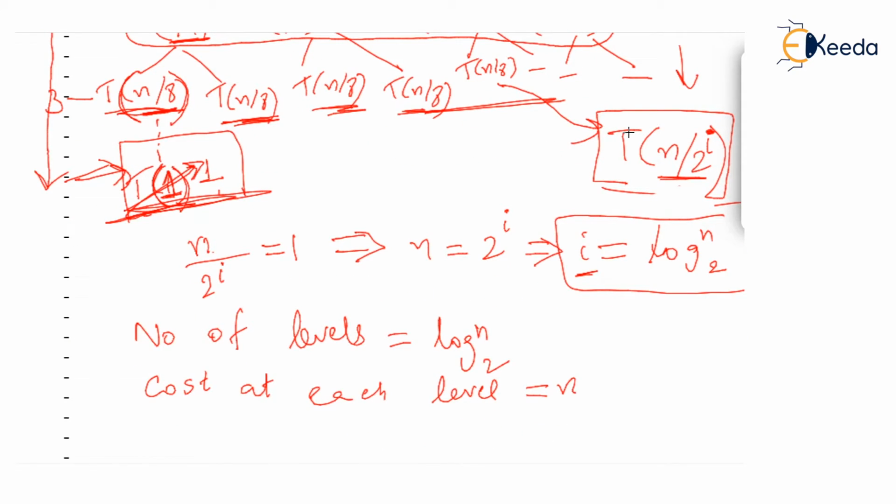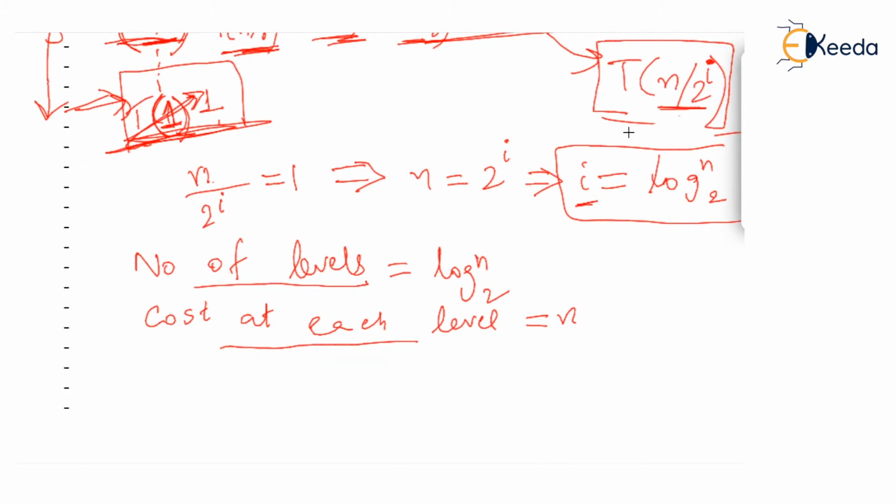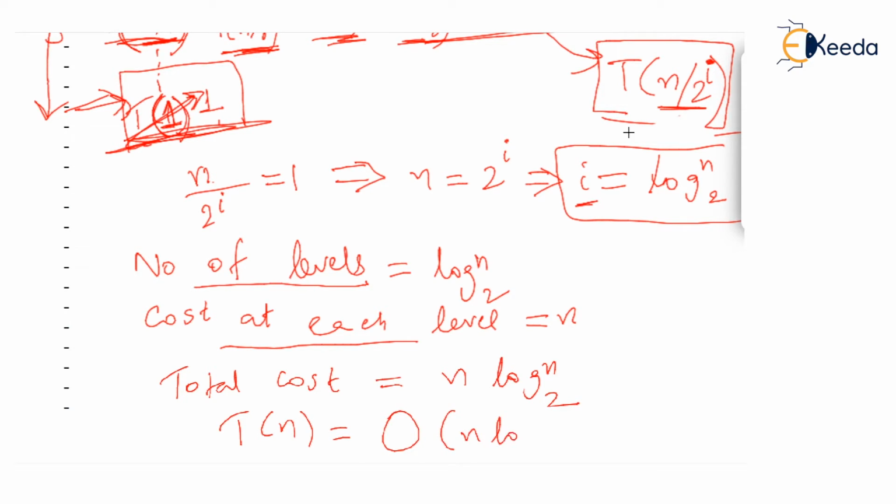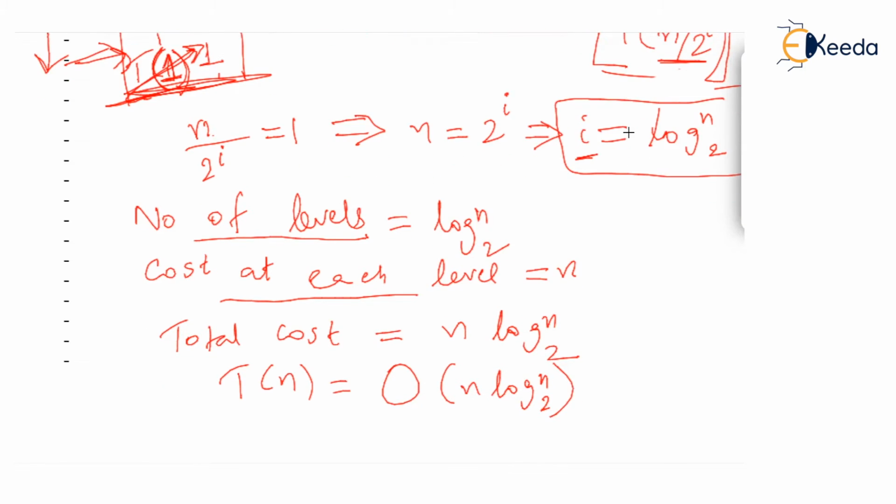So obviously, cost at each level multiplied by the number of levels is going to give us the total cost. Hence the total number of operations done by the algorithm is n into log of n to the base 2. Hence we can write T(n) is equal to big O of n log n to the base 2. Just don't get confused. We can't drop n.